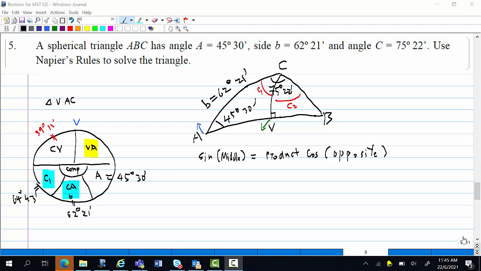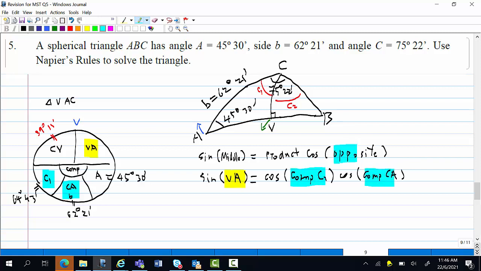Next, we're going to find out VA, which is highlighted in yellow. And we know C1 and CA already. So we can write sine of VA is equal to product of the cosine, and both are in the lower half of the Napier's field. So you have cosine of co-C1 and cosine of co-CA, since they are opposite of VA. So we highlight this in blue here. And then cosine of co-C1 is the same as sine of C1. Cosine of co-CA is the same as sine of CA.